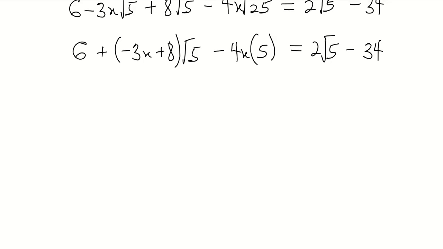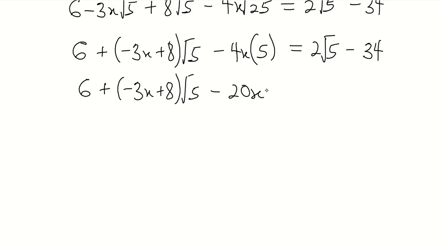Now at this point, we can break our equation down, and we have 6 plus minus 3x plus 8 square root of 5, and 4 multiplies 5, you have 20x, which is equal to 2 square root of 5 minus 34. Now with this, we can rearrange our expression on the left hand side so that it becomes like that of the right hand side. Then we can compare and find the value of x.